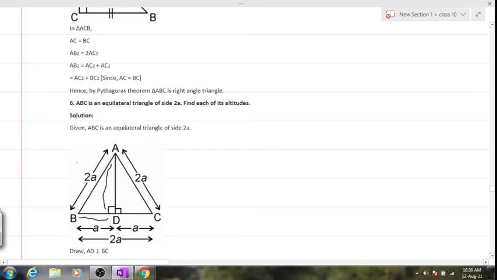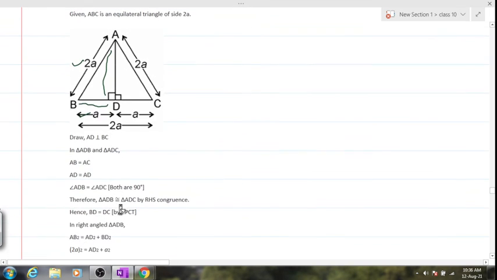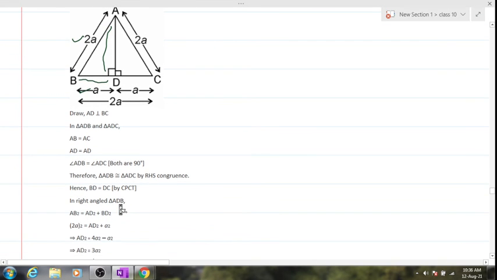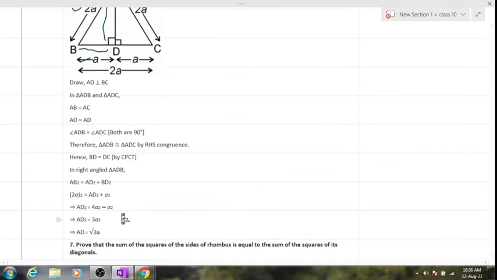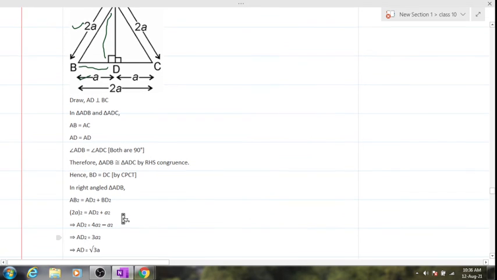Tell me. Square of this minus square of this will give us root 3A. Yes or no? Root 3A is our answer. And we can easily prove that these two figures are congruent to each other. Yes or no? SAS criteria. Please copy this down properly.